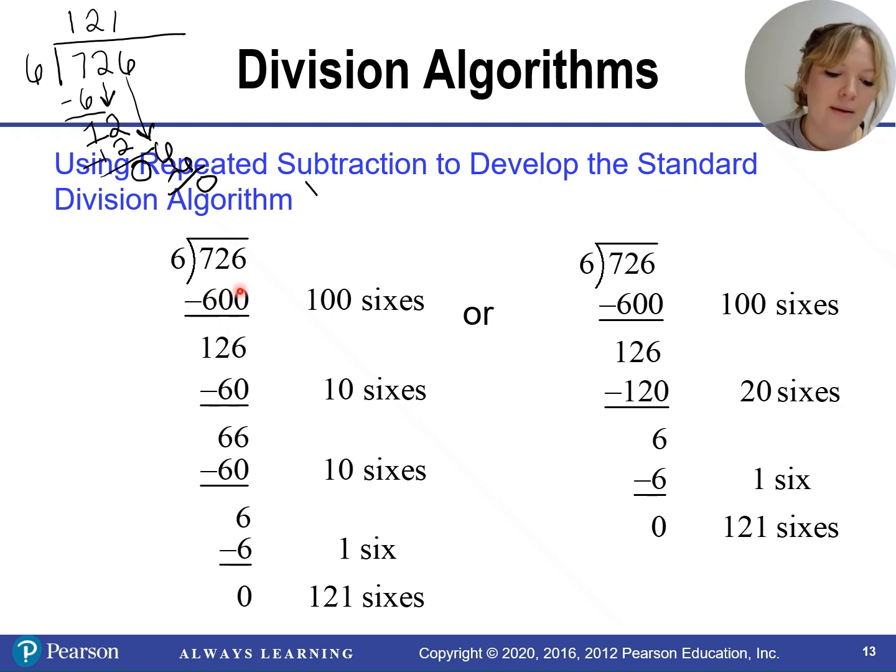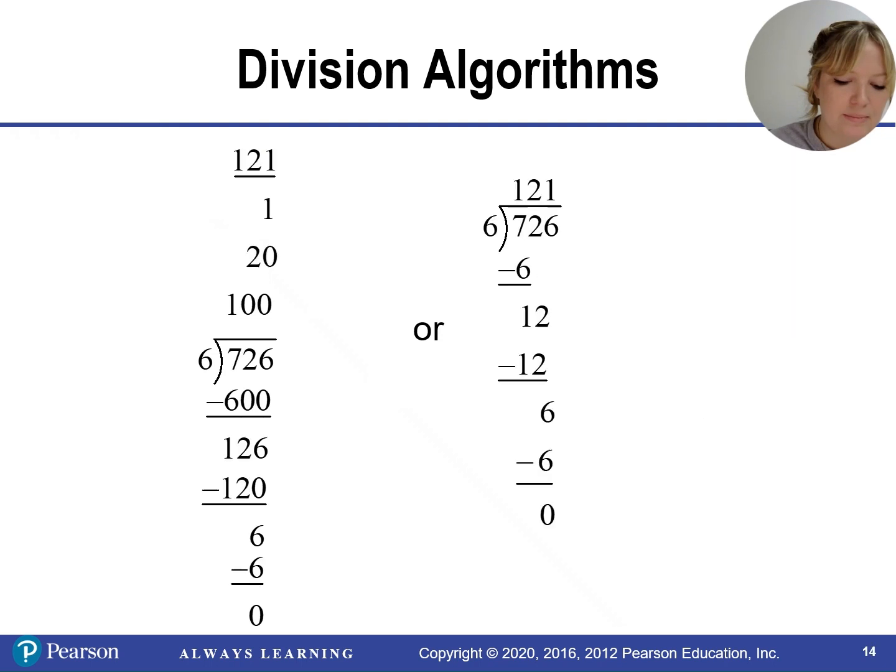So I can take away 100 6s and then another 10 6s and another 10 6s, then finally 1 6, which is the same thing as doing 100 6s, then 20 6s, and then finally one last 6. But both of these methods lead us to a total of 121 6s.